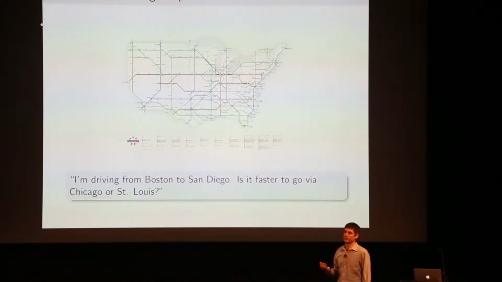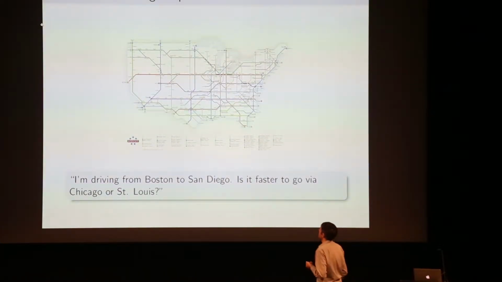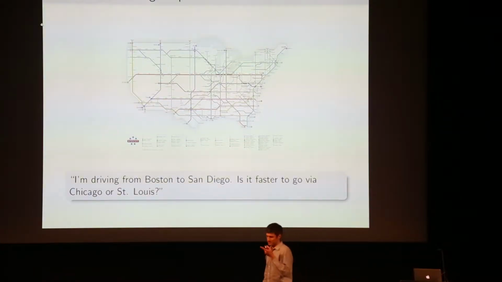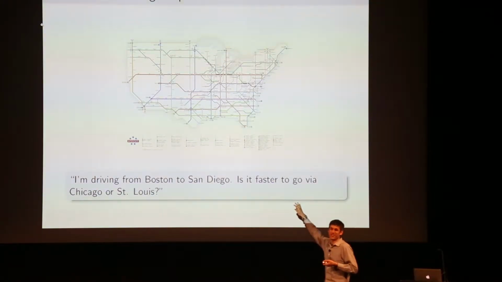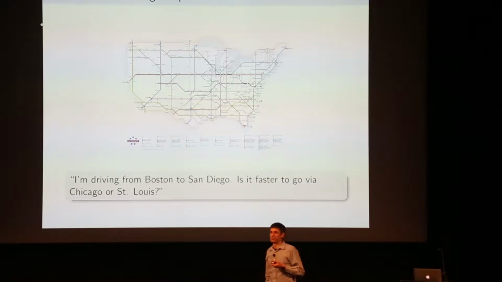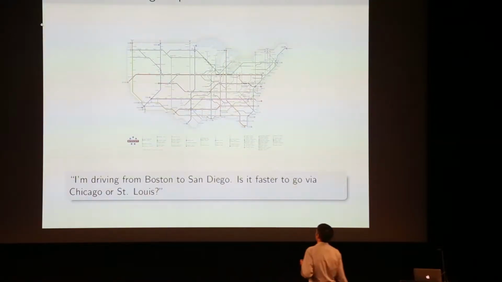For example, if you're trying to plan a route cross-country and you want to answer questions like, is it faster to go via Chicago or St. Louis? You can either ask Brendan Juba, or you can compute a small space representation of the US road network and hope to use that to obtain accurate answers to most of your questions.